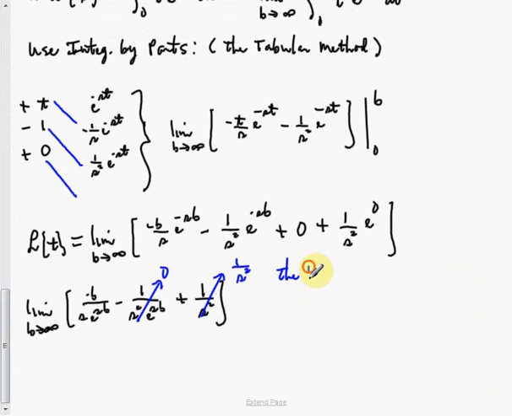So the first term is negative infinity over infinity. We call that an indeterminate form, right? If it's indeterminate, then we apply L'Hopital's rule.